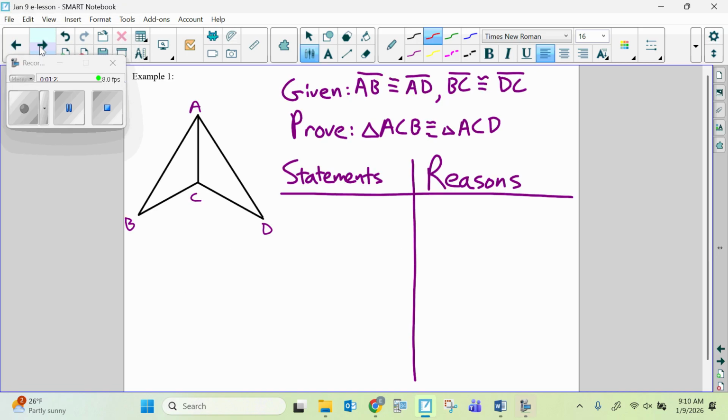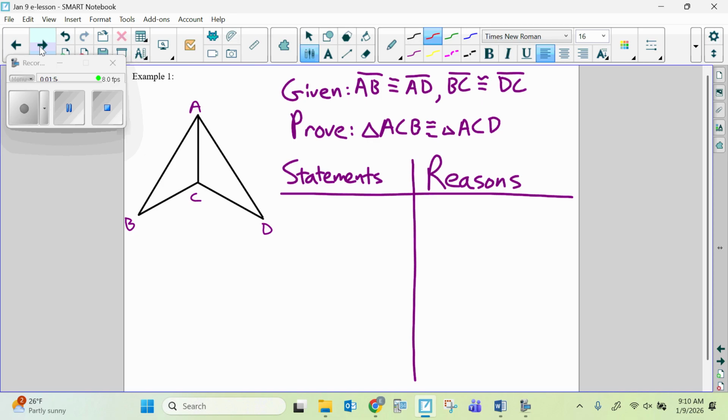Okay, so let's move to the next slide. Here's example 1. I'm going to have you pause the video right now, and I want you to sketch that, and write the given, the prove, and make your two columns with statements and reasons. So go ahead and pause the video right now. Okay, so here we have our picture. I see a picture with two triangles next to each other there. There's no markings on there, but there is a given line.